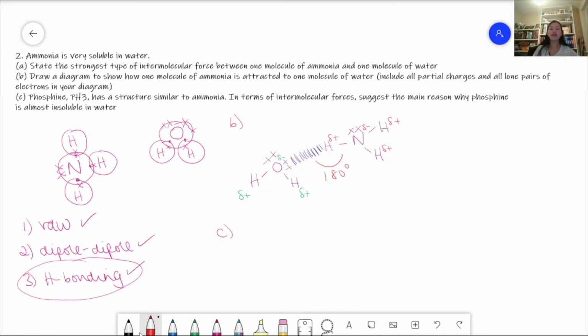But when we have phosphine, so we have a lone pair on the phosphorus, and then the 3 hydrogens. So this would be the partially negative. These would be the partially positives. Because the lone pair is on the phosphorus, this doesn't hydrogen bond with any of the water molecules, so that's why it's insoluble.